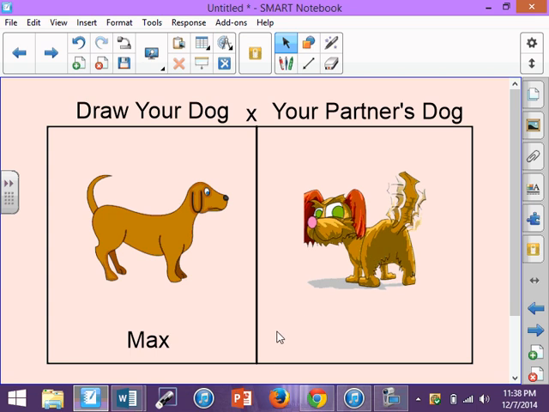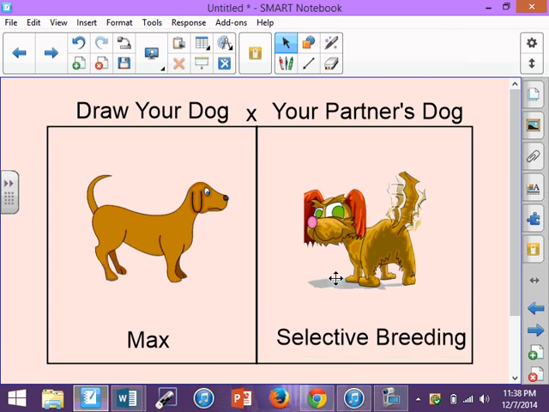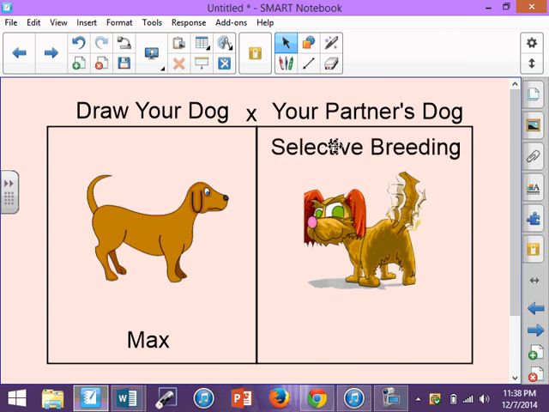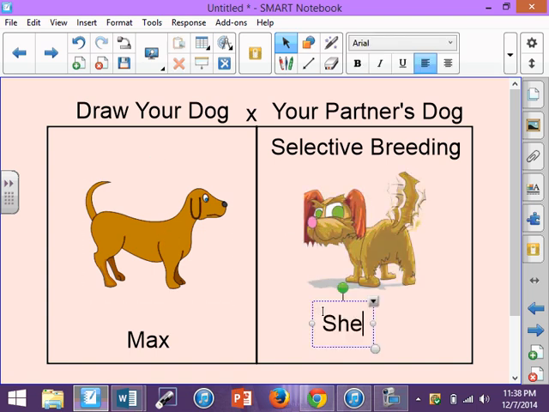Now, I am selectively breeding. Again, that's selective breeding: choosing what traits we want in the offspring of animals and other plants to get certain desired traits. And so if you look here, this dog is really cute, of course, but Max here, he's got a really kind of a weak tail. I love this long, fuzzy, furry tail here, so I'm going to breed my dog Max with this dog. We'll call her Sheila.